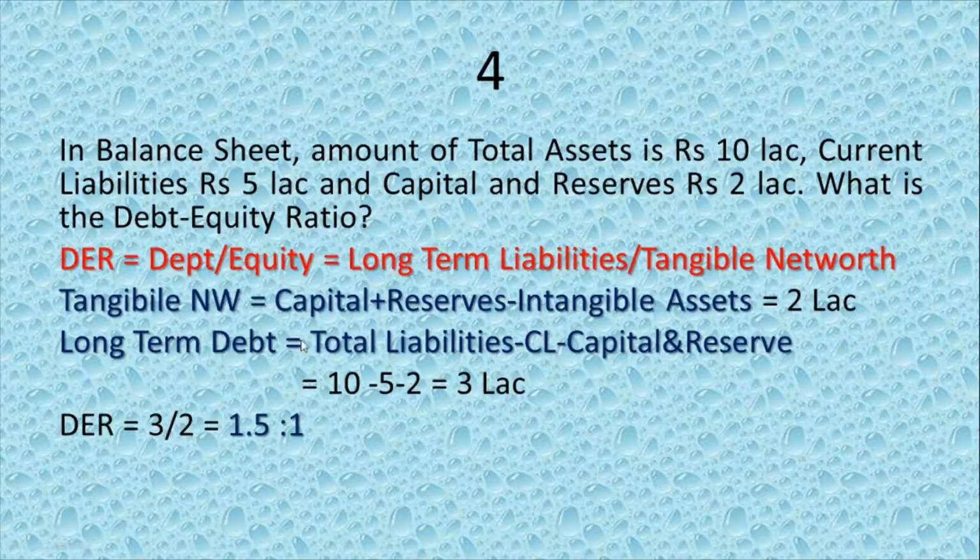Long term debt is calculated by total liabilities, subtracting the current liabilities and capital and reserve, we will get the long term debt. But here total liabilities value is not given, but total asset is given. But in case of balance sheet, total asset is equal to total liabilities. So we can take total liabilities as 10 lakh, minus current liabilities 5 lakh minus 2 is equal to 3 lakh, the long term debt. So debt equity ratio is equal to 3 divided by 2, which is further equal to 1.5 to 1.